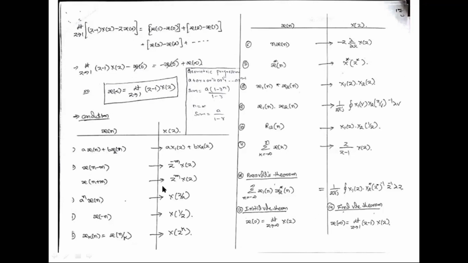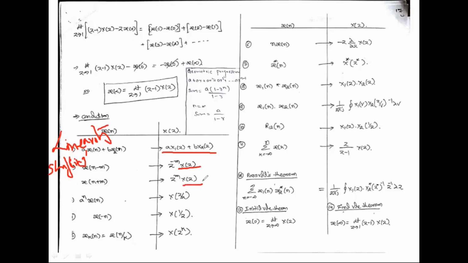And this is the conclusion of all the properties we have. The first one is the linearity property. Linearity property says that a1 x1 of n plus a2 x2 of n, instead of a2 they are taking b here, a x1 of n plus b x2 of n gives a x1 of z plus b x2 of z. And the second property is the shifting property. In that shifting, when m is positive, negative powers of z are multiplied with the unshifted z transformation. And if you take the second case, for negative values of m, positive powers of z we will get, and it is multiplied with x of z. Okay. Next one is the scaling property.